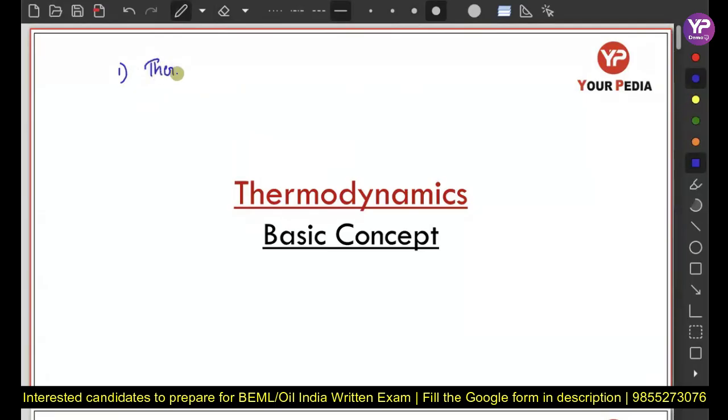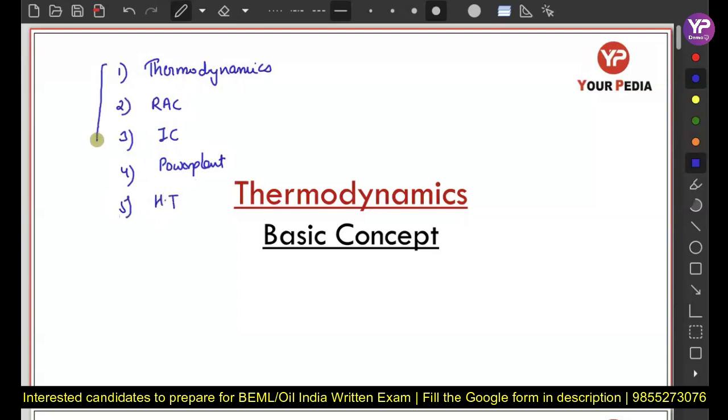So the first subject we have to see is the basic thermodynamics. After that, we will see the RAC portion. Then we will cover simple concept of IC engine. Then we will see the power plant and heat transfer. So these 5 subjects are interlinked with each other.